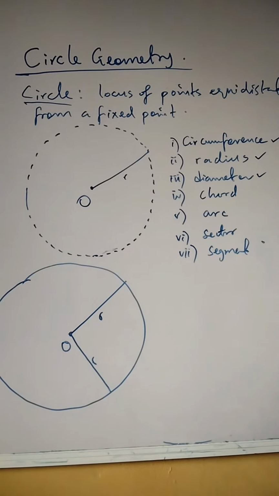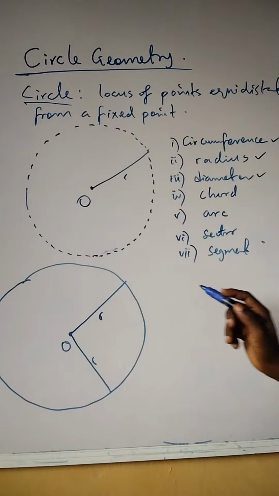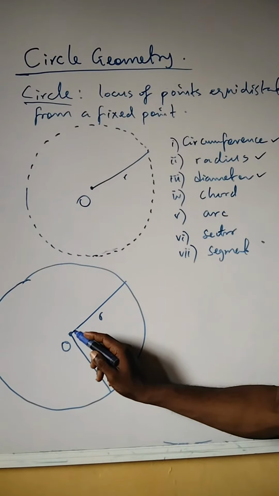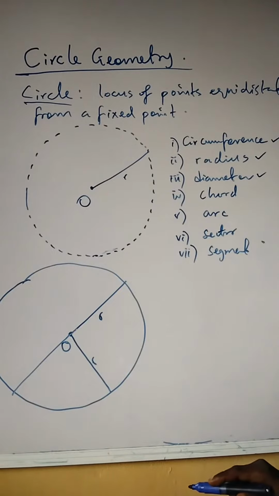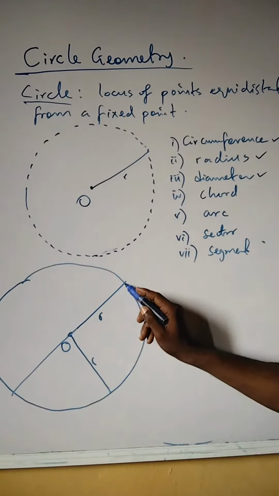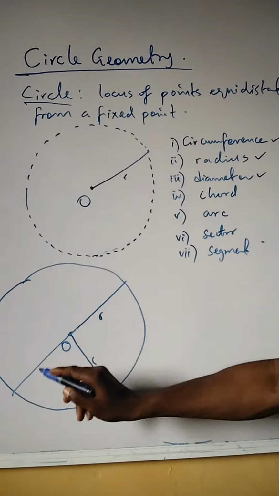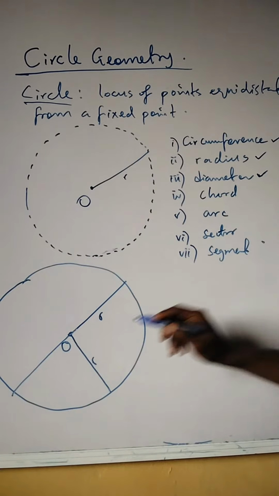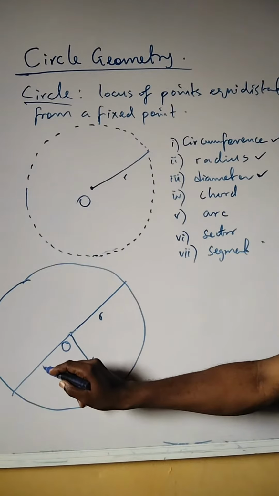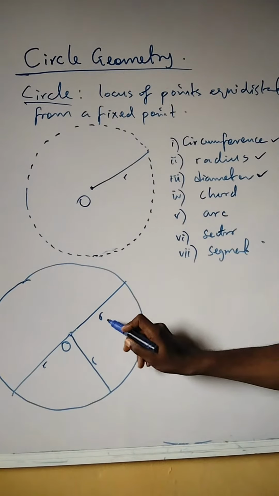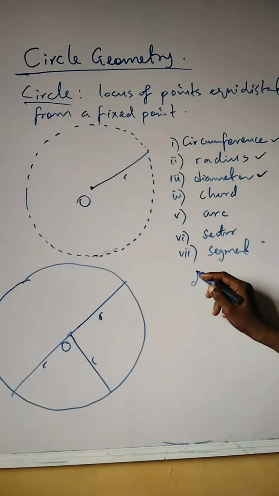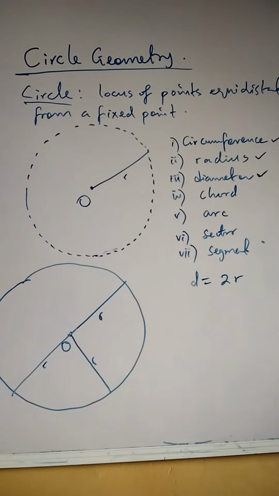Now, what is a diameter? A diameter passes through the center of the circle and touches the circumference at both sides. So if we extend this line, passing through the center to this side, this line that touches the circumference at both sides and passes through the center is called a diameter. And from the center to the circumference is also a radius. So we can see diameter as radius plus radius. So diameter D is equal to 2r.